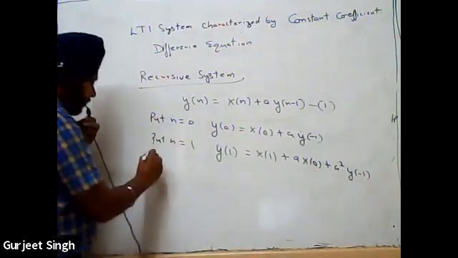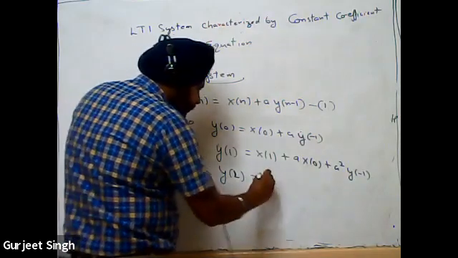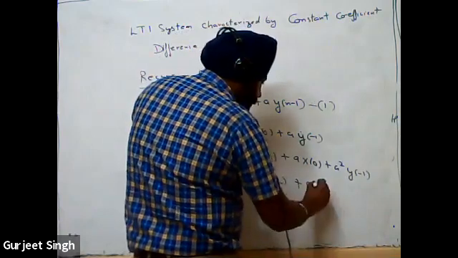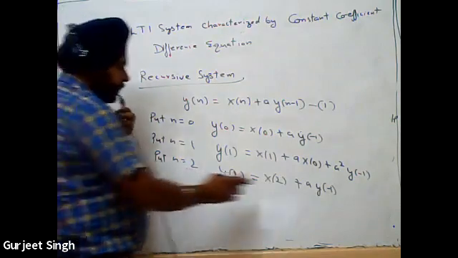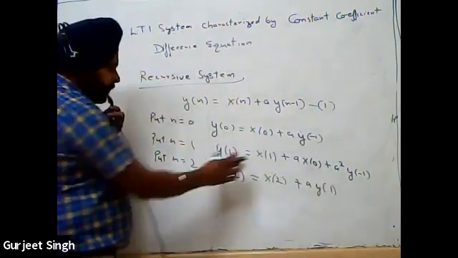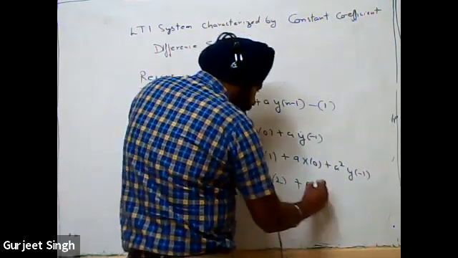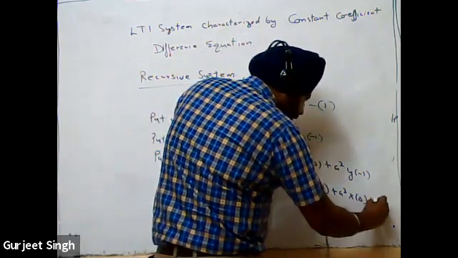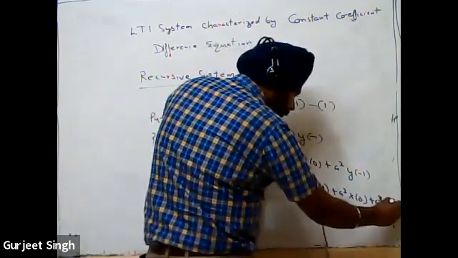Now I put n equal to 2. I write y[2] equals x[2] plus a y[1]. Instead of writing y[1], I put its value here. I get a x[1] plus a squared x[0] plus a cubed y[minus 1]. We have these values.